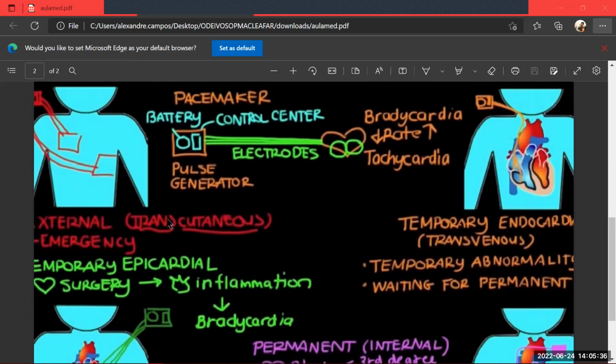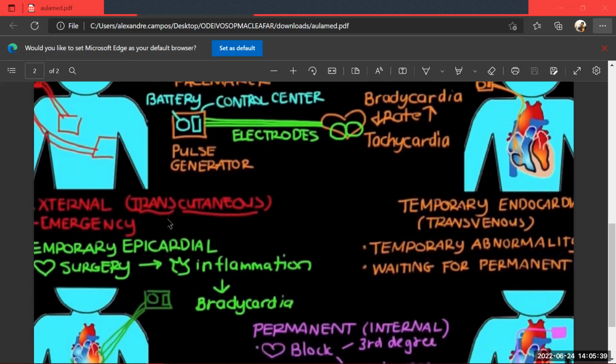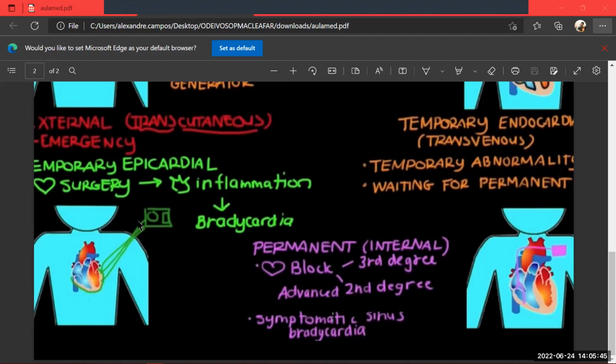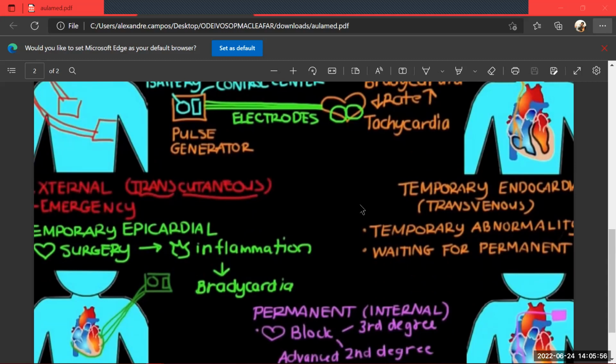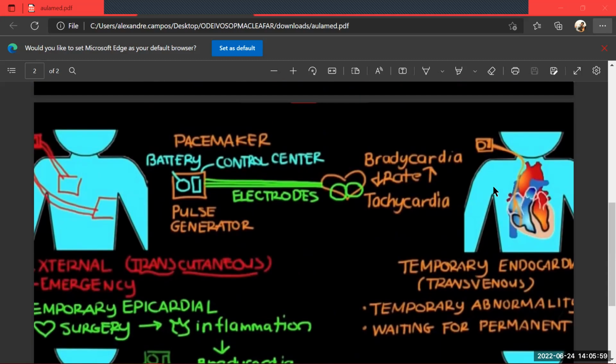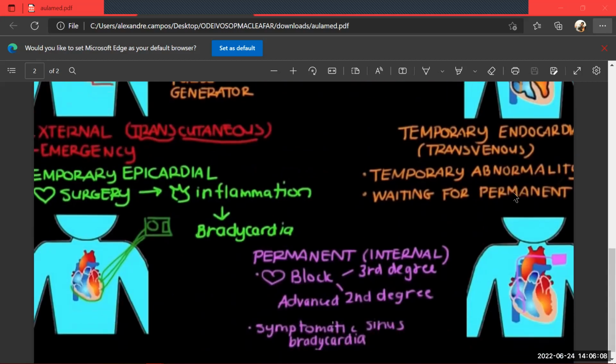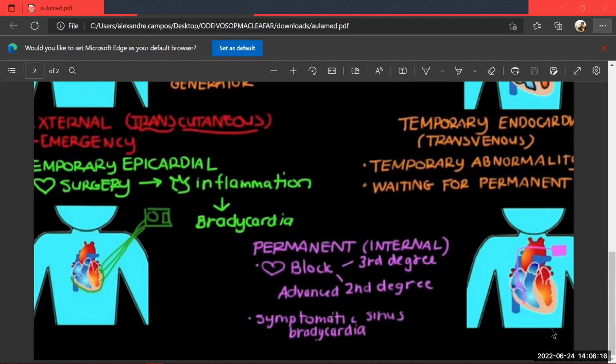We have a few types. We have the external transcutaneous, which is for emergency. I have a temporary one, which is during surgery, or if you have an inflammation causing a bradycardia. We have the temporary one, which is transvenous. That means it goes through a vein, like the vena cava, for example. And that is mainly for temporary abnormalities, or if waiting for a permanent one, which is this.